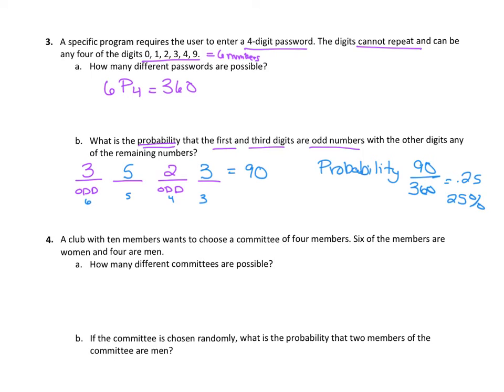So if I was just finding the total number of outcomes, it'd be 6, 5, 4, 3, as I wrote kind of small below it. But since my first and third need to be odd, well, 3 of my numbers are odd, so I have 3 choices for that first spot. And then once I put an odd number in that spot, I only have 2 options left. So it'd be 2. But then for that middle spot, once I've already picked one for the first spot, I still have 5 options, and then 3 more options for that last spot. So I have a total of 90 options. So my probability would be 90 over 360, or 25%.